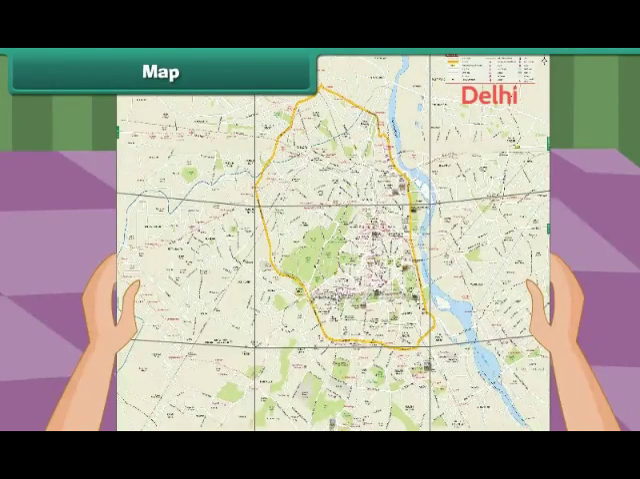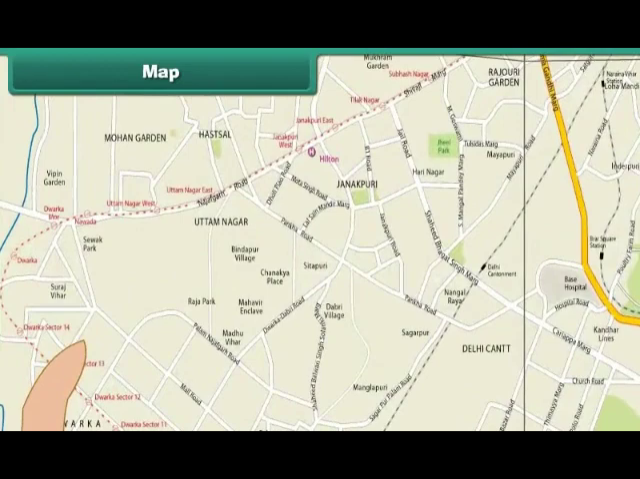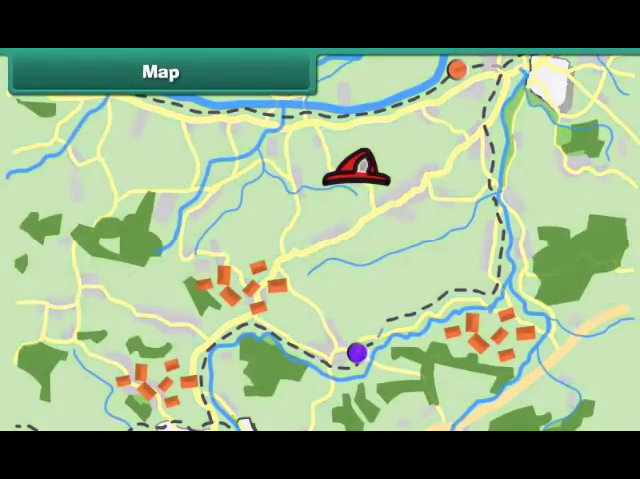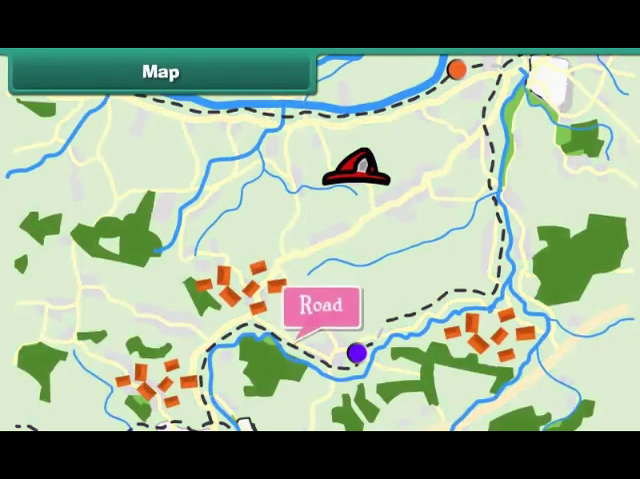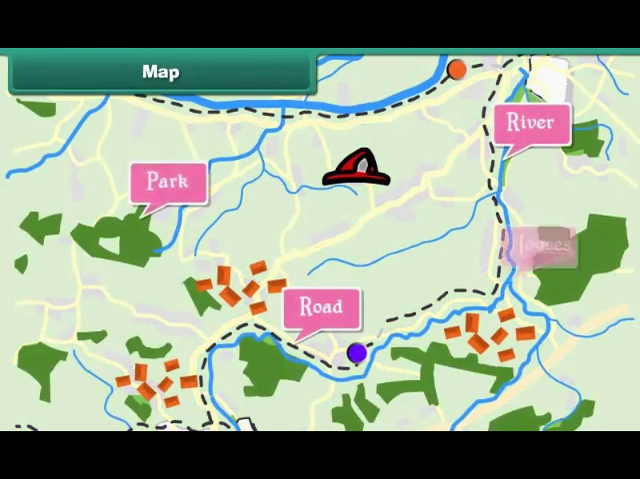Map. Look at this paper with a number of lines drawn from top to bottom. This is a map. It helps a person locate a place.